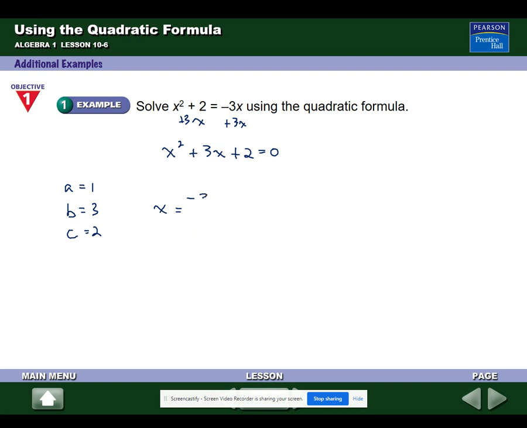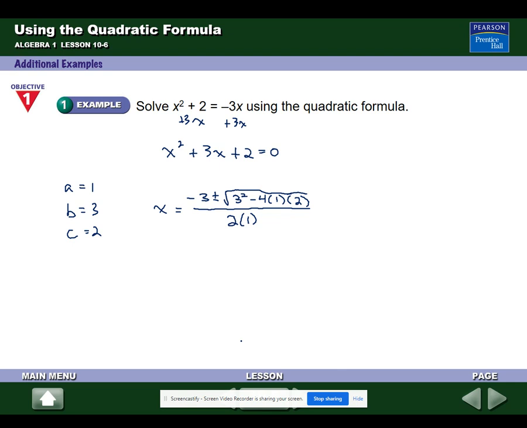That would be negative 3 plus or minus the square root of b squared minus 4 times a times c all over 2a, and a is 1. And this is the work that I should see on a quadratic formula problem. There's probably going to be a few more steps as you simplify things, but this is the big step to show me that you know what you're doing.